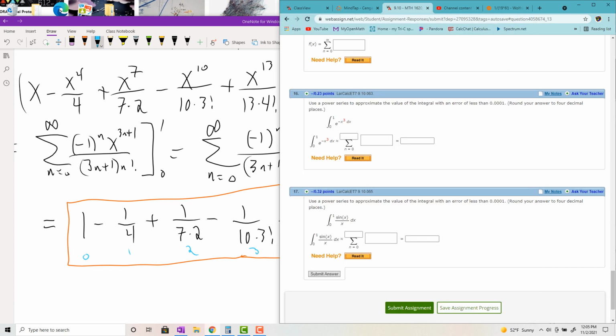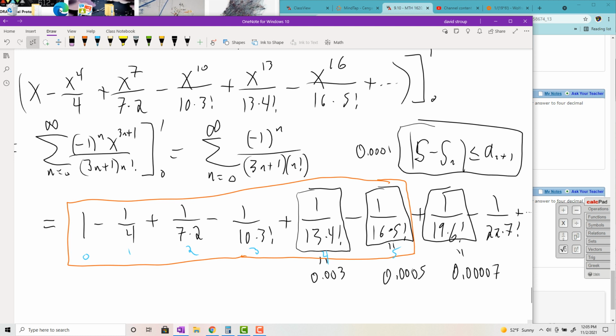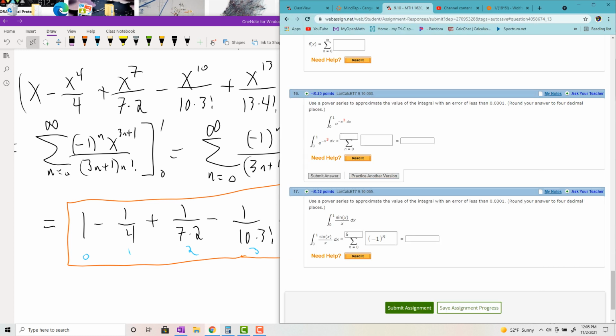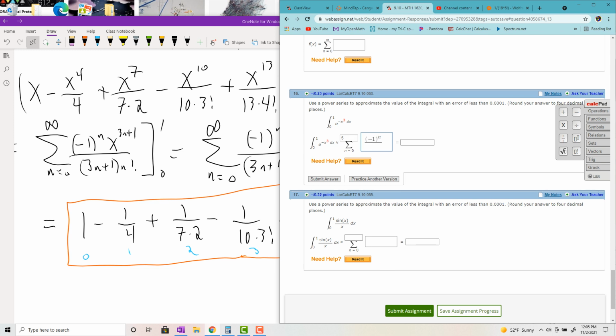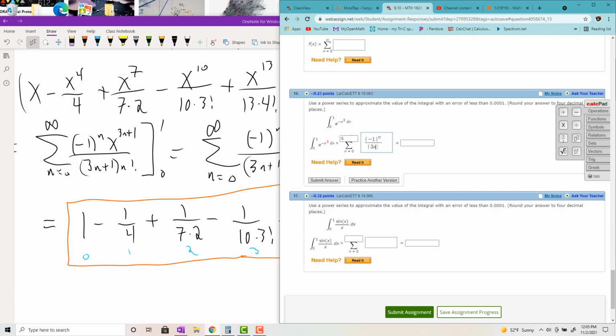So the sum from 0 to 5 of -1 to the n all over 3n. Where did it go? Oh, I'm putting it into the wrong. Okay, so 0 to 5 of -1 to the n all over, I believe it was 3n plus 1 times n factorial.